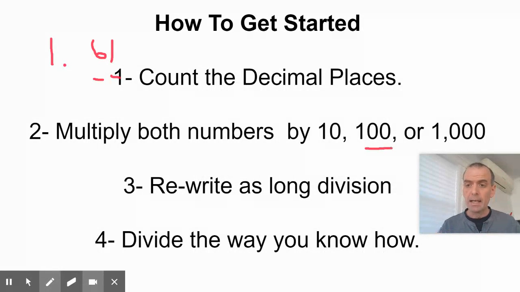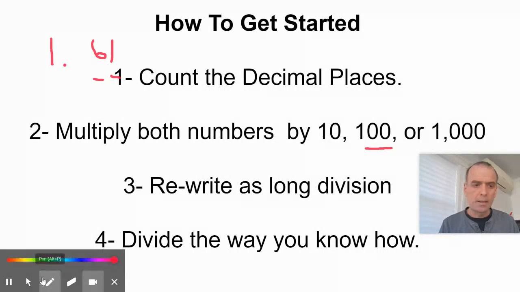So you're going to rewrite that problem as long division, then divide the way you know how to divide. Let me repeat the steps. You count the decimal places, then using the number with the most decimal places, you choose 10, 100, or 1,000. If it had 1 place, you multiply by 10; 2 places by 100; 3 places by 1,000. Then you do that to both numbers, and the third part is you rewrite it as long division, and the first number always goes in the bracket. All right, moving on.